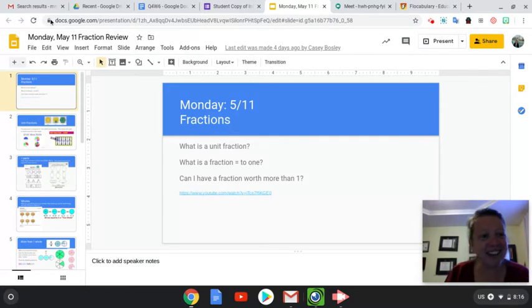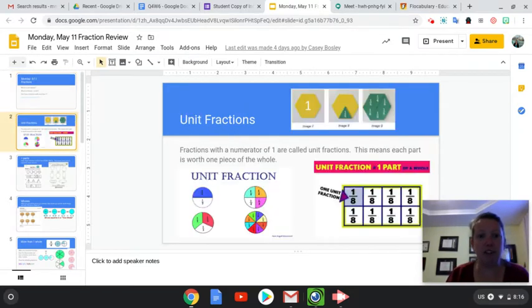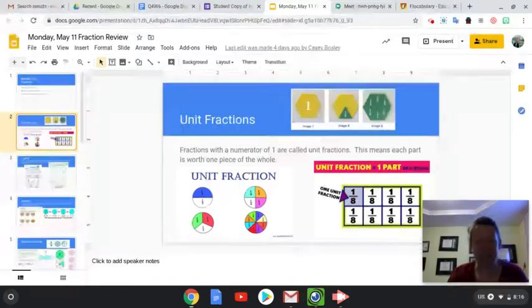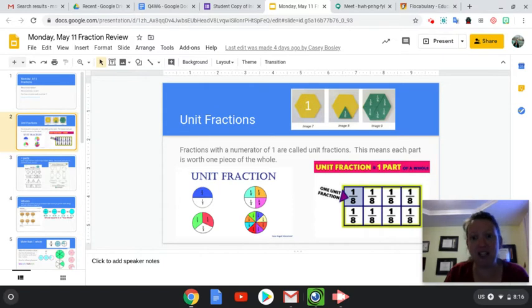So let's go ahead and start with fractions. And first, we're going to review what is a unit fraction. Remember, unit fraction is fractions with a numerator of 1 because we're talking about what is each one part worth out of the entire thing. So if we look here, each of these parts is 1 out of the 8 equal parts. So the unit fraction is 1/8.